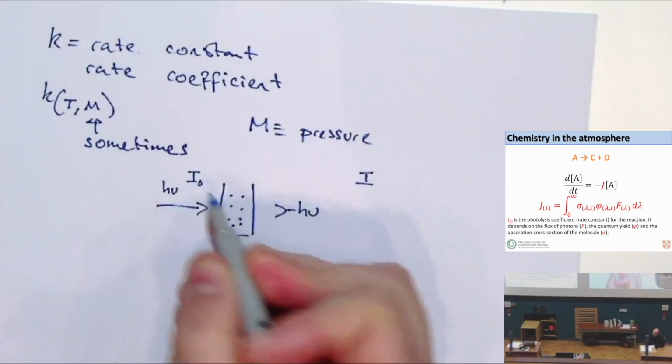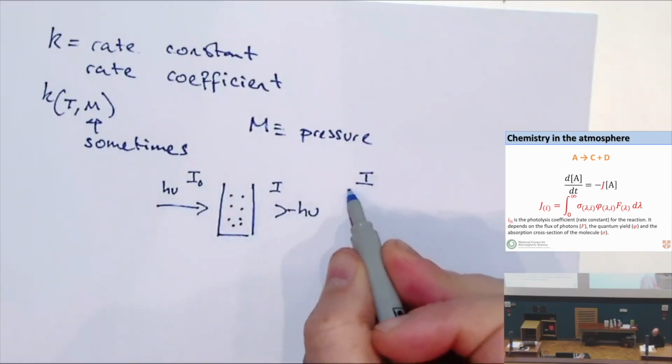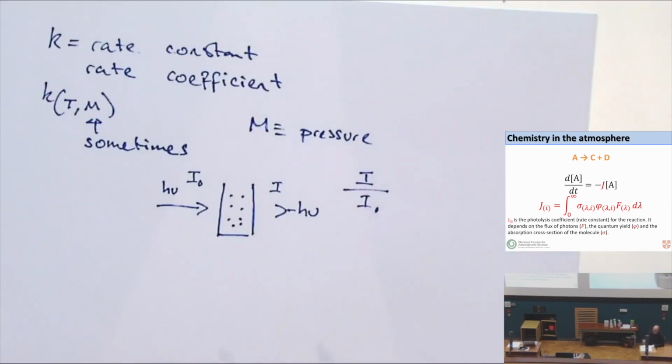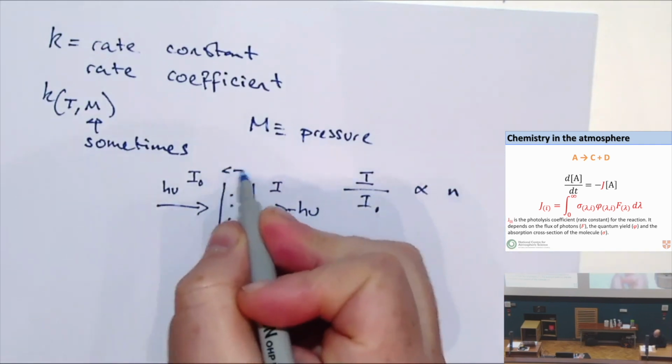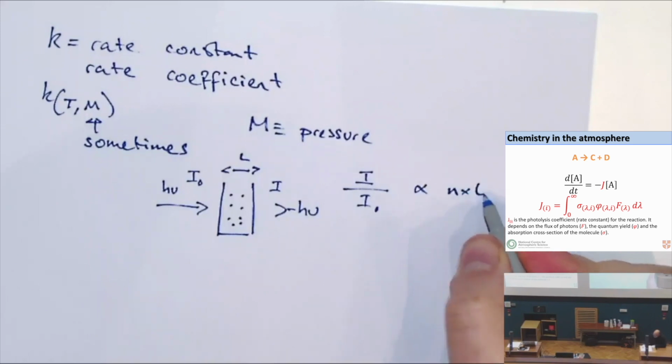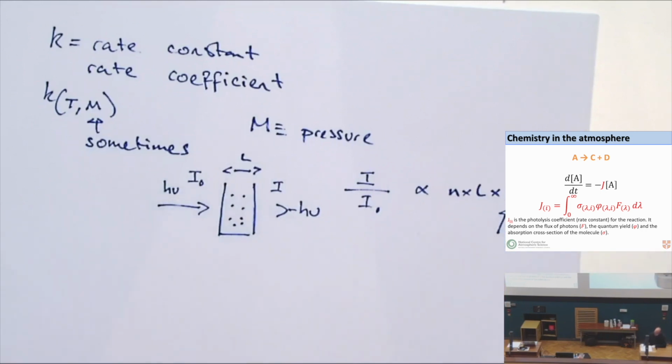So this would be I0, and this would be I. And the ratio of that intensity of light is going to be determined by how many molecules we've got, the path length of the light, L, and some coefficient. And that coefficient, if we think about these experiments that you would have done, would have been called an absorption coefficient or an absorptivity coefficient or something like that. And this relationship is basically the Beer-Lambert relationship, the Beer-Lambert law.